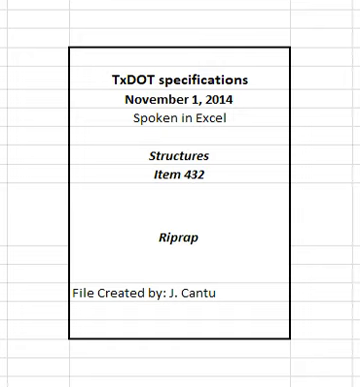Item 432. Riprap. 1. Description. Furnish and place concrete, stone, cement stabilized, or special riprap. 2. Materials. Furnish materials in accordance with the following items.